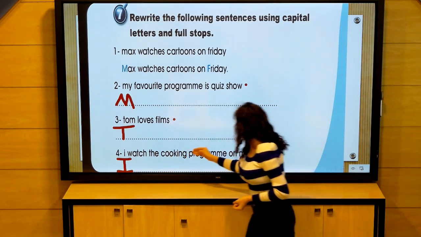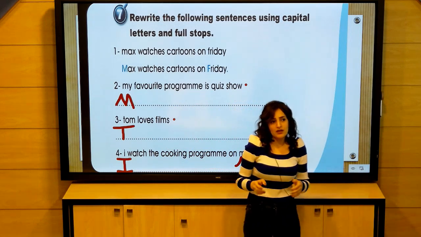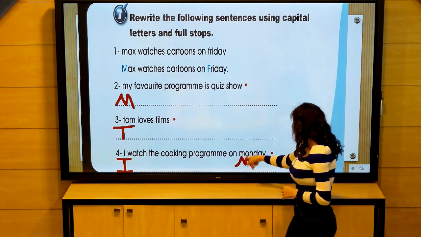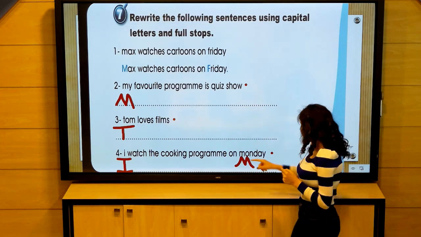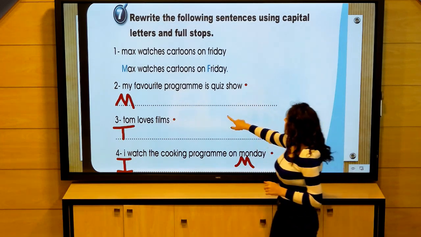I watch the cooking program on Monday. So Monday is a weekday, okay? So we will capitalize the first letter, which is M. Then we will put a full stop.